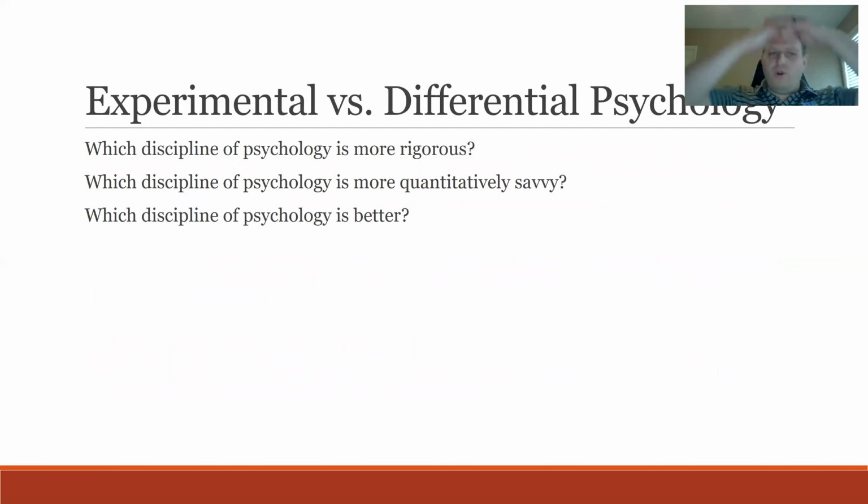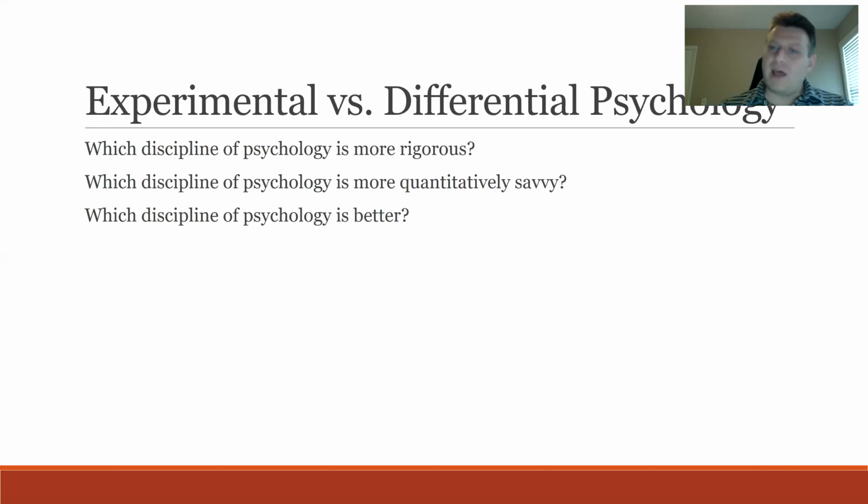So, which one of these disciplines of psychology is better? Which one of these is more rigorous? Which one of these disciplines is more quantitatively savvy? And which discipline is the correct way to conduct psychology? Now, if you've been paying attention, you know the answer already. Remember, I've said that most of the time in psychology, the answer is it depends, or both. And that's the answer here.